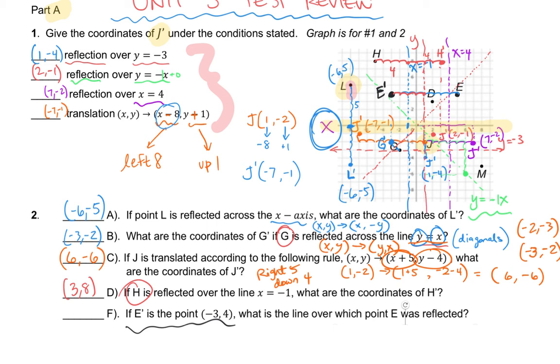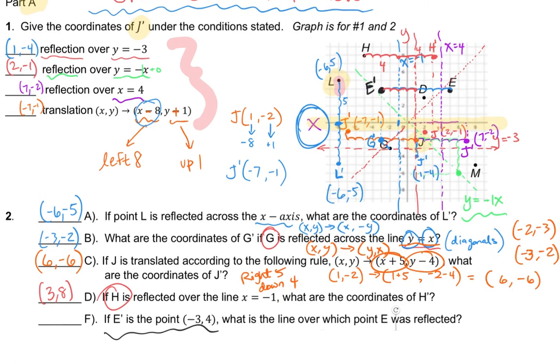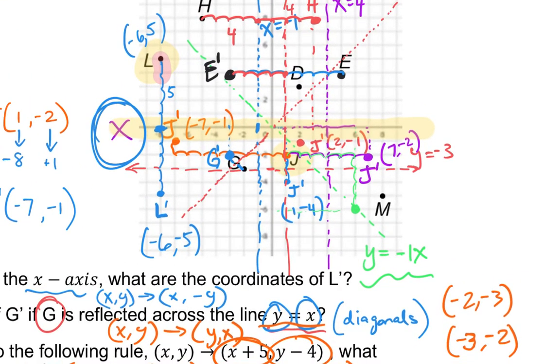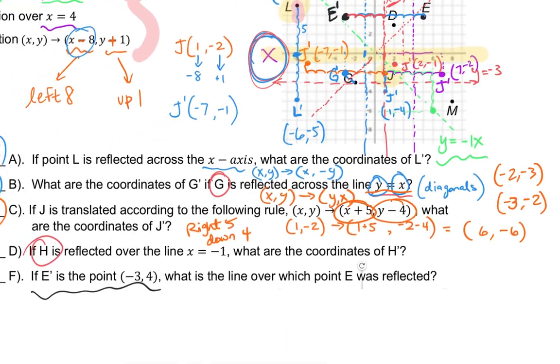So I need to know the equation of that vertical line that I just drew. Well, that vertical line went through the x-axis at +1. So that vertical line that we reflected over is x equals 1.